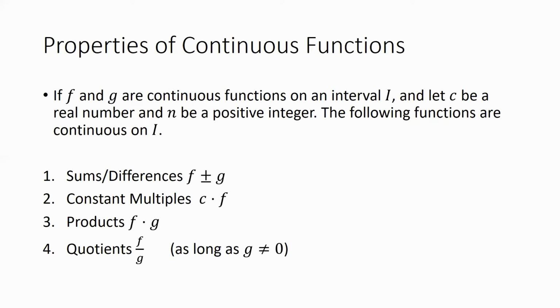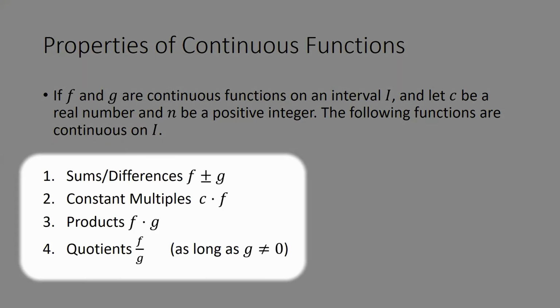So what can we say about continuous functions? Well, continuous functions have lots and lots of nice properties. If we have two functions that are both continuous on an interval, so let's say f and g are both continuous functions on an interval I, and c is just some real number. We call it c for constant, and n is a positive integer. Then the following functions are also continuous on I.